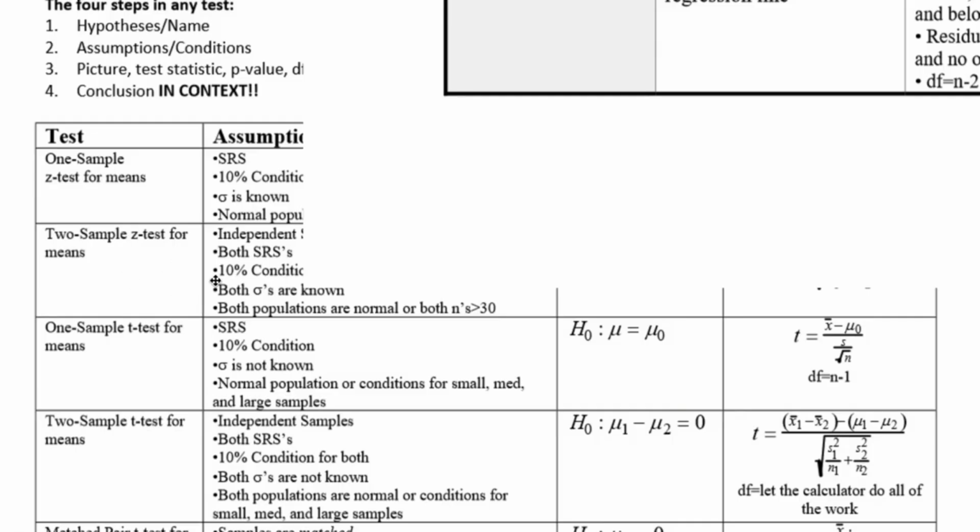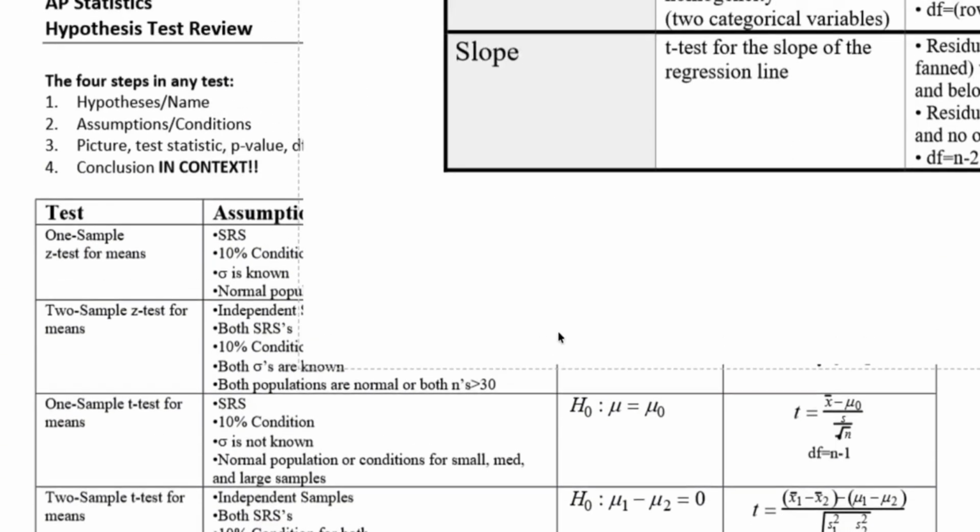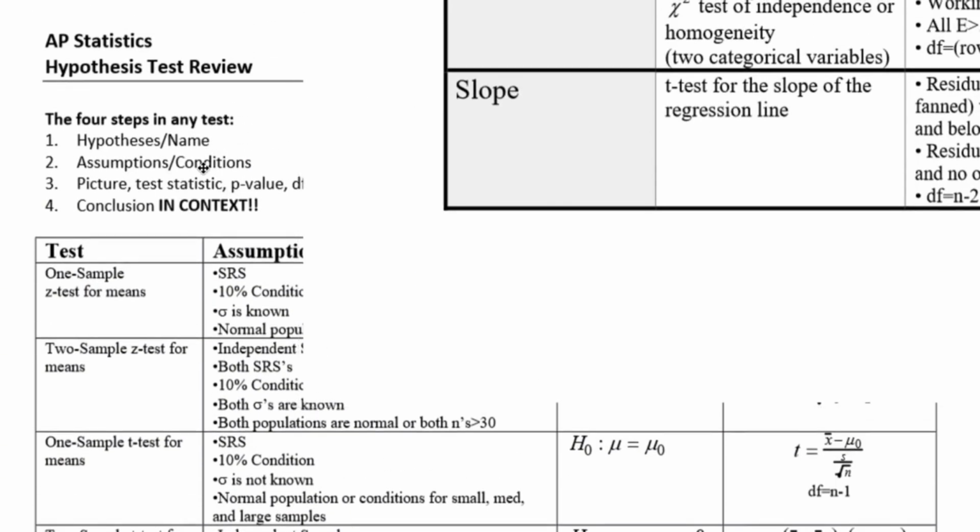Yeah, and all of this stuff, you can feel free to take a screenshot or copy it down. I won't read all of it since a lot of them share similarities, but a lot of them do have little nuances you have to pay attention to. But it really depends on the questions. So yeah, that's all for hypothesis tests. And just to reinforce the 4 steps in any test. First, parameter, hypothesis or name. Second, assumptions or conditions.